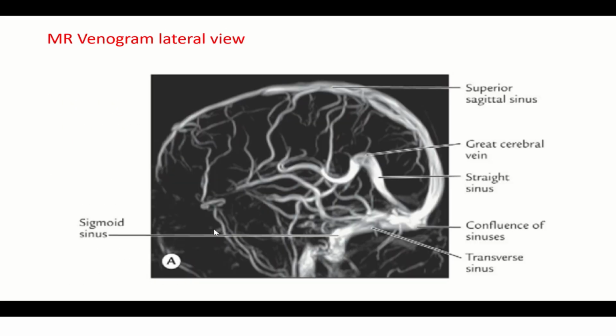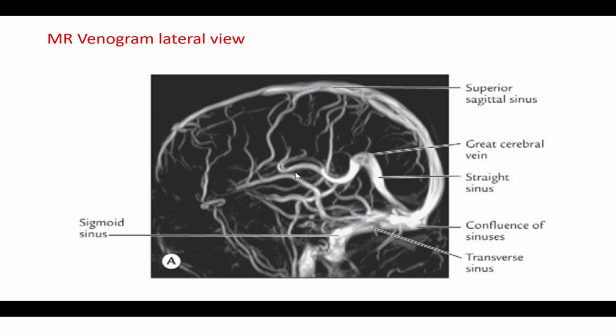Now, if you see this MR venogram, lateral view, you can see the lateral aspect of the superior sagittal sinus. You can see the great cerebral vein, and you can see the straight sinus. You can see here the confluence of sinuses, the torcular Herophili. You can see the transverse sinus and sigmoid sinus.